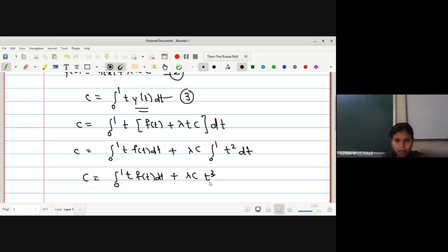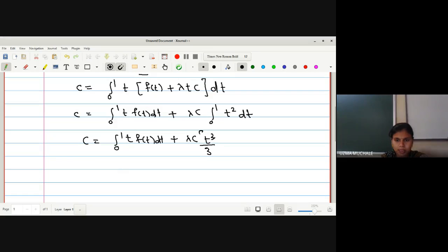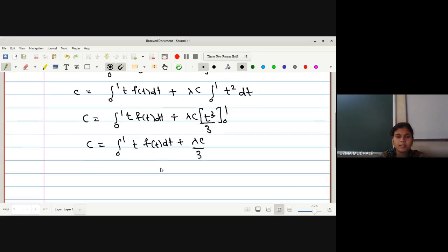Integration of t square will be t cube upon 3 within the limits 0 to 1. Right? c is equal to integration 0 to 1 t f of t dt plus lambda c upon 3. Correct? And t cube within the limits 1 to 0 will be nothing but 1 minus 0. So hence we can get the value of this integration like this.